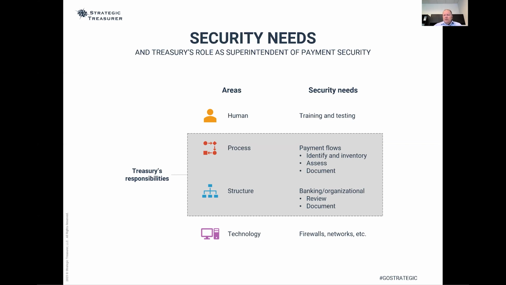From a structural standpoint, we'll talk about this for a moment, but how you set up your banking structure allows you to spot anomalies, to gain access to information, to use and leverage the services that your banks provide for security. These are some of the key areas that Treasury plays a part in. And technology, your IT group is going to have a lot of really significant things to say and help in protecting the organization as they do their part on the IT front.